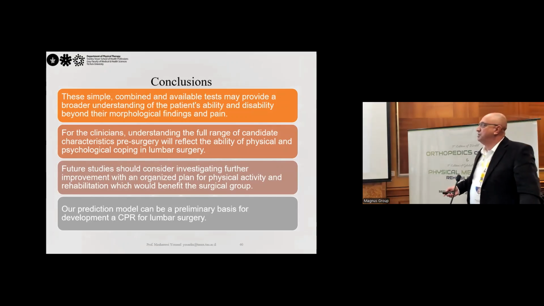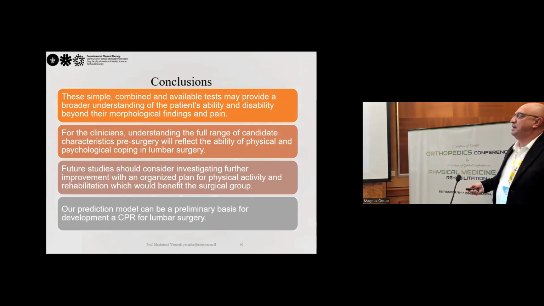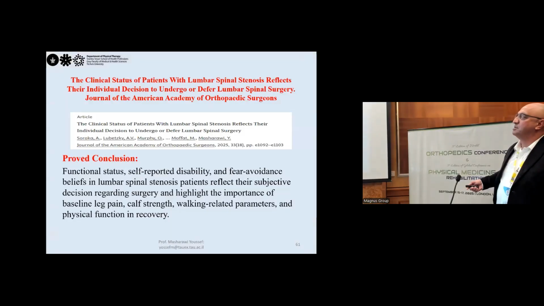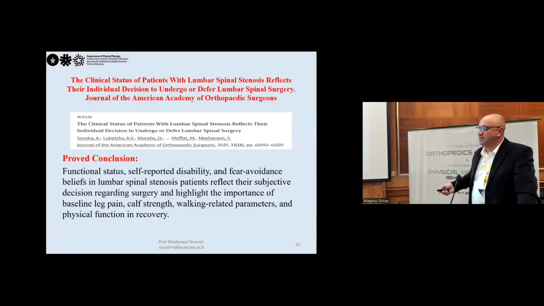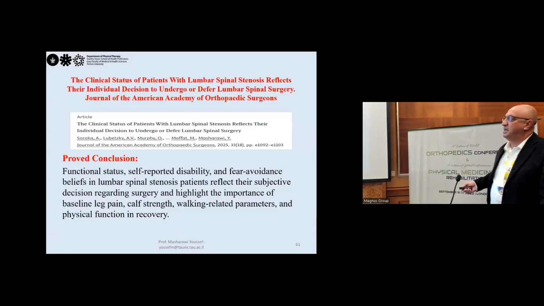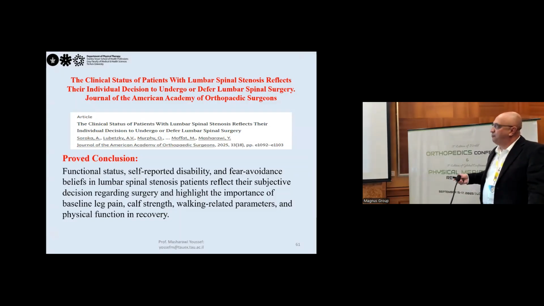Future studies should consider investigating further improvement with an organized plan for physical activity and rehabilitation, which would benefit the surgical group. Our prediction model can be a preliminary basis for development of a CPR for lumbar surgery. So we published this with the conclusion that functional status, self-reported disability, and fear avoidance beliefs in lumbar spinal stenosis patients reflect their subjective decision regarding surgery and highlight the importance of baseline leg pain, calf strength, walking-related parameters, and physical function in recovery.